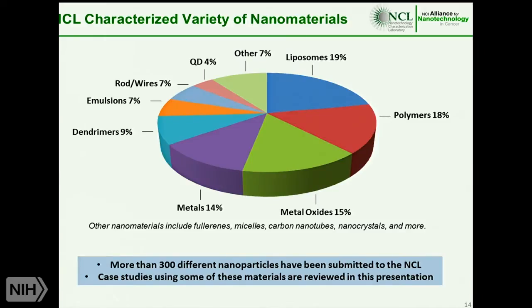We've been in operations for 10 years. In fact, in September this year, we celebrated our 10th anniversary. And during this time, we characterized more than 300 different nanoparticle concepts. What you see on this graph is the different kind of particles that passed through NCL assay cascade. You see that the dominant particles are liposomes, followed by polymers, metal oxides, and metals. We also worked with dendrimers, emulsions, nanorods, quantum dots, fullerenes, micelles, carbon nanotubes, nanocrystals, and many other formulations.